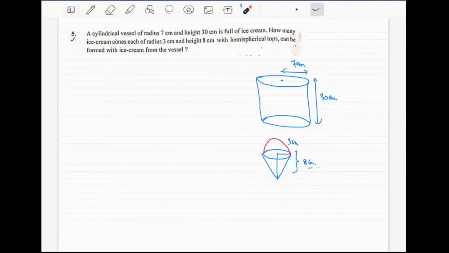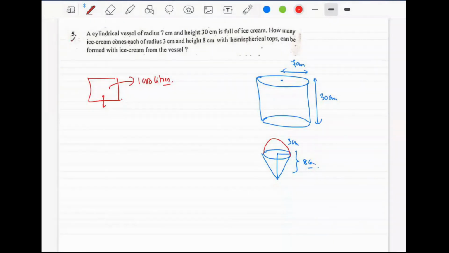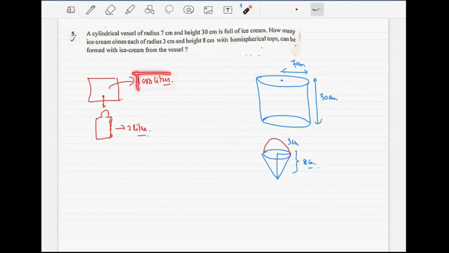Okay, consider like this. Very easy one. You have to understand the concept first. We have a large tank. This large tank has a capacity of 1000 liters. From this, we run a tap and then we have to fill 2-liter bottles. This bottle can be filled with 2 liters. From the 1000 liter tank, how many 2-liter bottles can you fill?